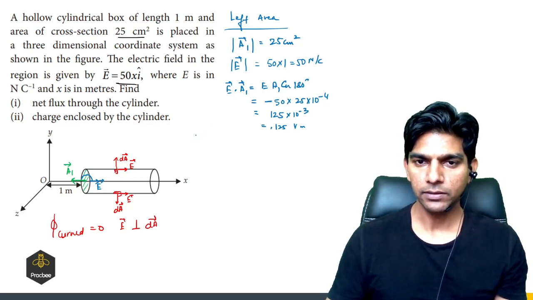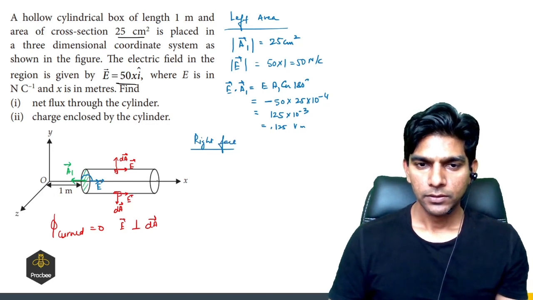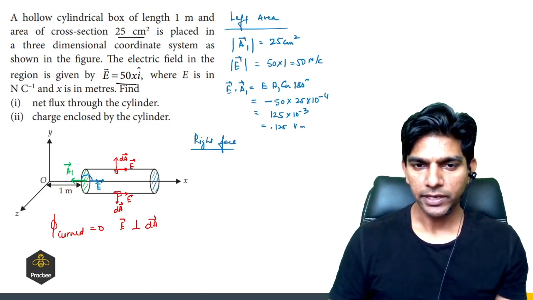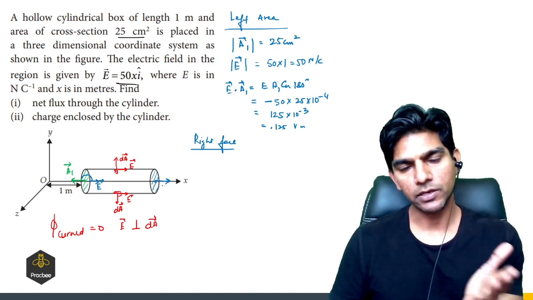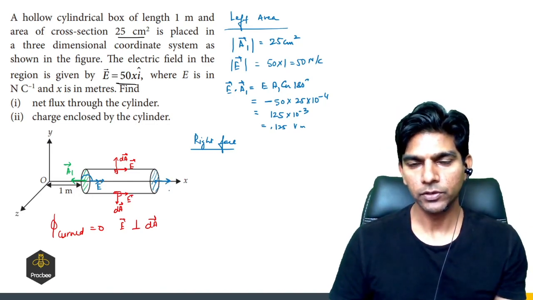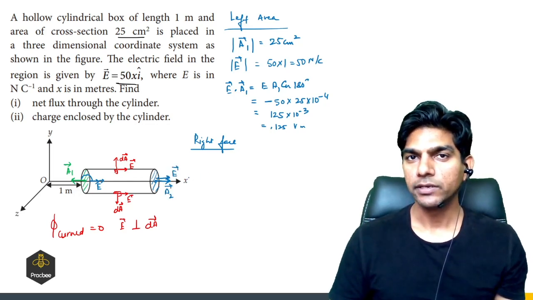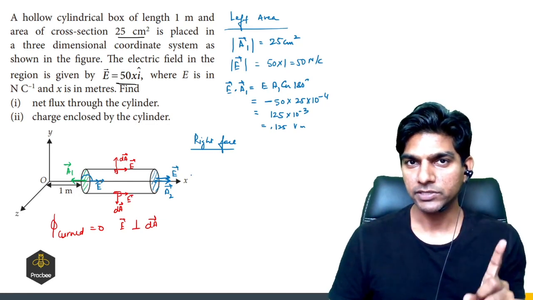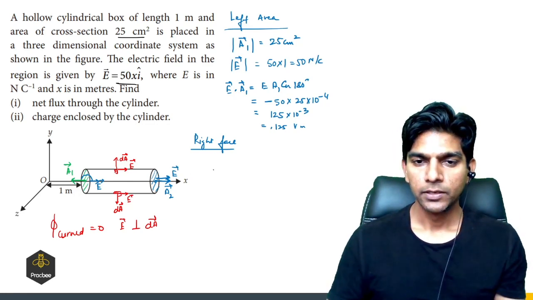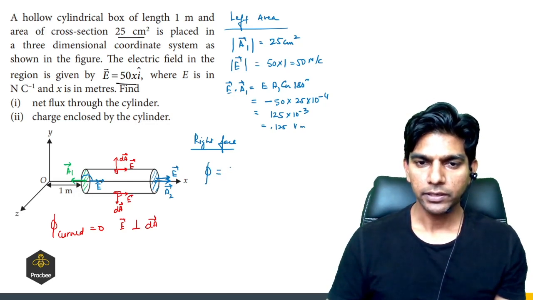Similarly, we can find the flux through the right face. At the right face, the area vector will be in the positive x direction because the area is always the outward normal in the case of a closed surface. So this is A2, let us say, and the electric field is also pointing in the x direction. So both are in the same direction, so theta will be 0 degrees, and cos 0 is 1. So the flux through the right face will be E A2, right?